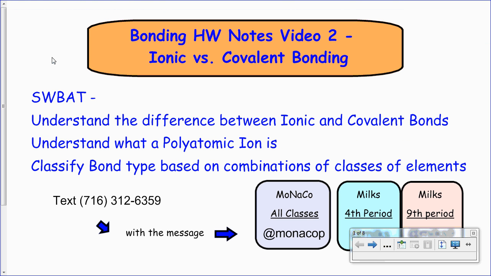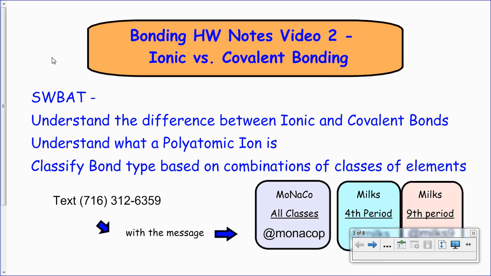Today we're focusing on ionic versus covalent bonding and how the nature of the elements involved in the bond determine if the compound's going to be ionic or covalent and what these things kind of look like. So I need you to understand the difference between ionic and covalent bonds by the end of this video and understand essentially what a polyatomic ion is. And at the end of the video, we're going to classify some bond types based upon those combinations that we're going to run through.